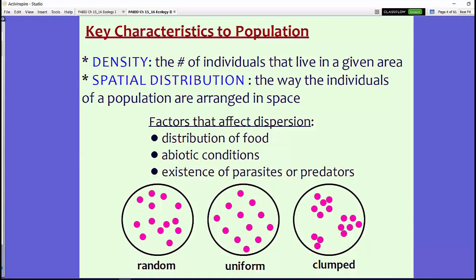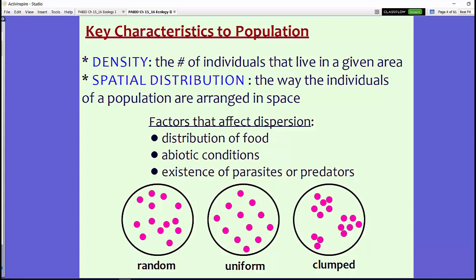A second key characteristic that scientists look at is spatial distribution. This is the way the individuals of a population are arranged in space. There's several factors that affect this dispersion. It could be the distribution of food, or abiotic conditions. Perhaps there's a large river or a pond smack dab in the middle of the area, or perhaps there's the existence of parasites or predators.